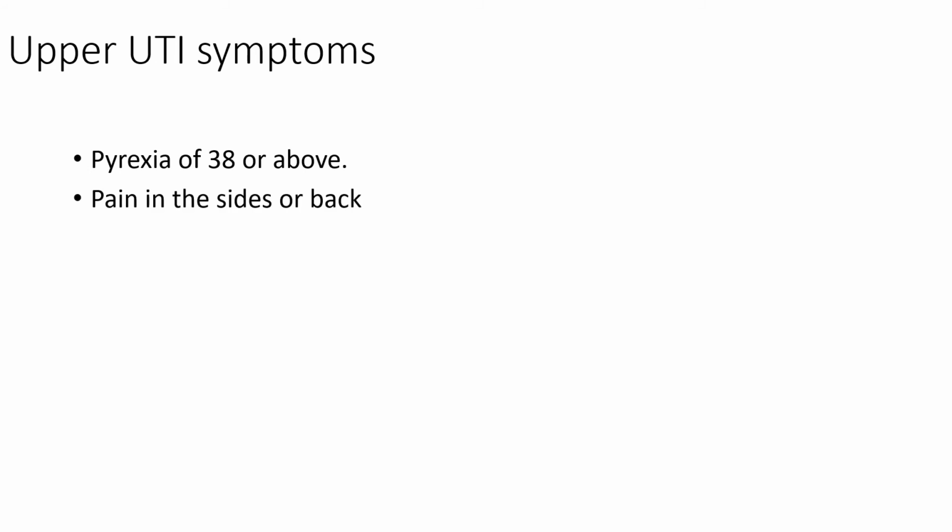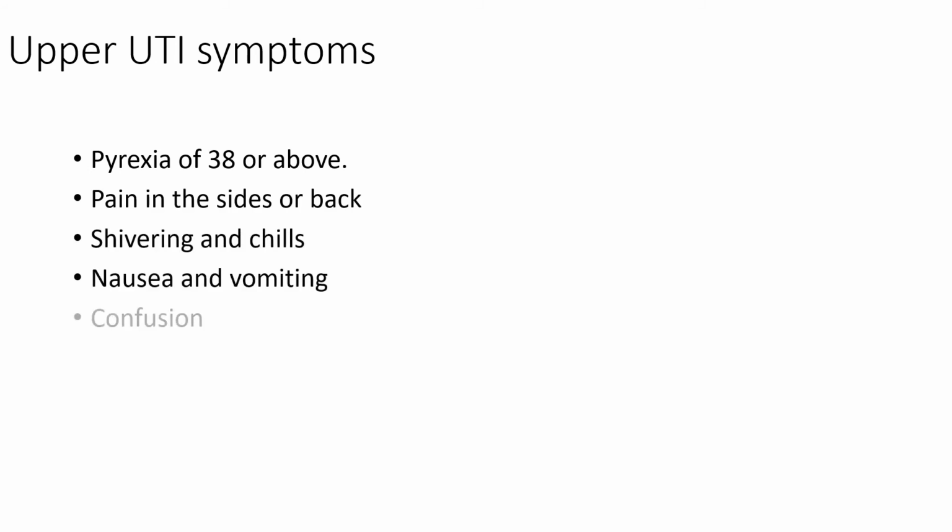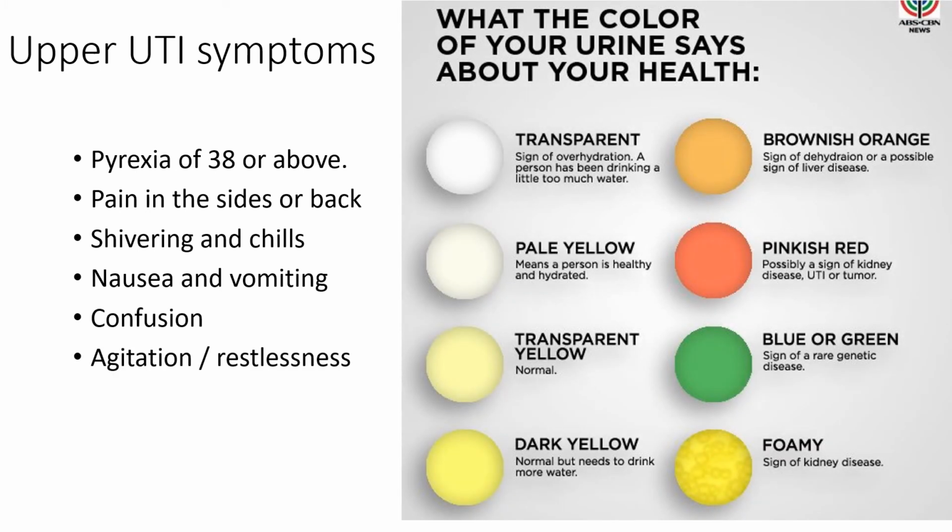So upper urinary tract infection symptoms are a pyrexia of 38 degrees or above, pain in the sides or the back, which is called flank pain, shivering and chills, nausea and vomiting, confusion, agitation or restlessness.